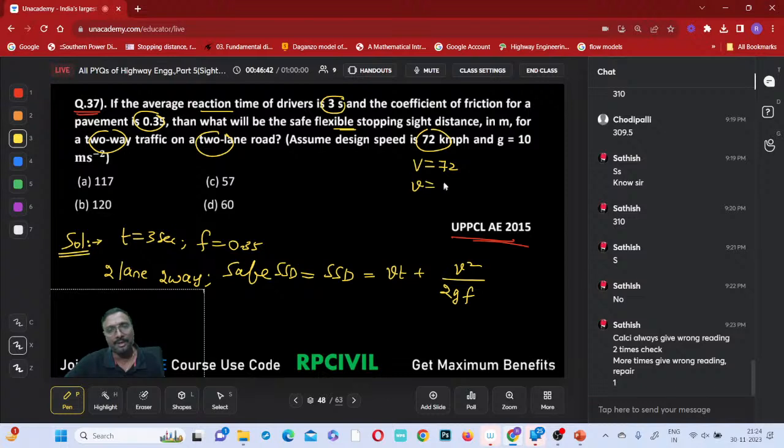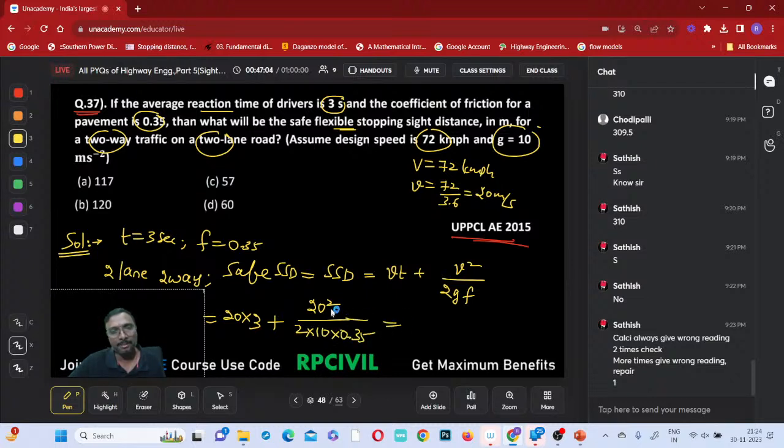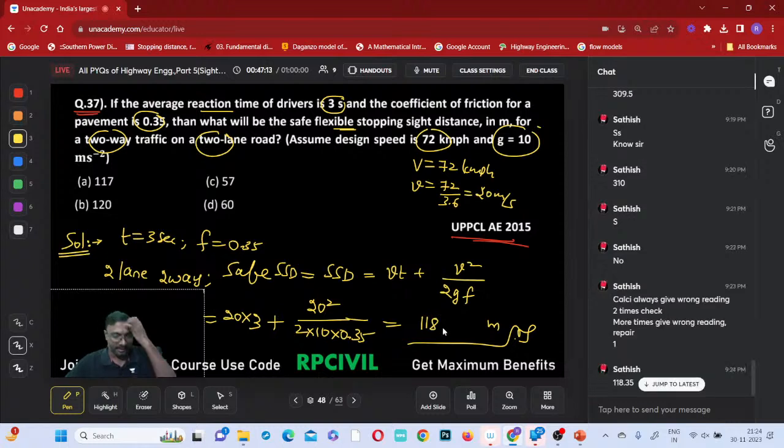Small v will be equal to 72 by 3.6, which comes to 20 meters per second. Yes, that is 72 kilometers per hour. g is 10. So 20 into 3 plus 20 square by 2 into 10 into the friction 0.35. How much does it come to? Tell me now. How many meters are you getting? 118 exactly, or anything nearby.